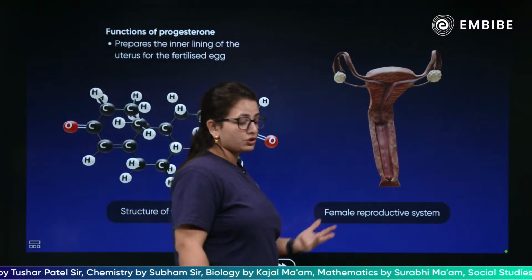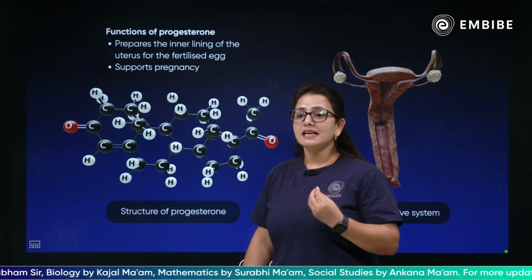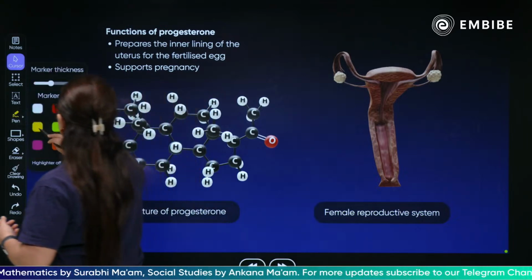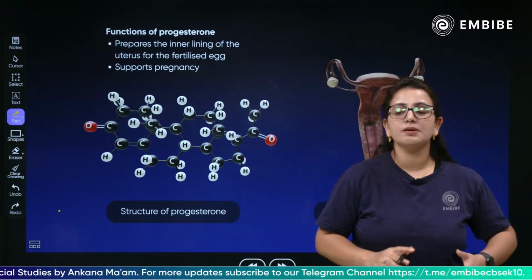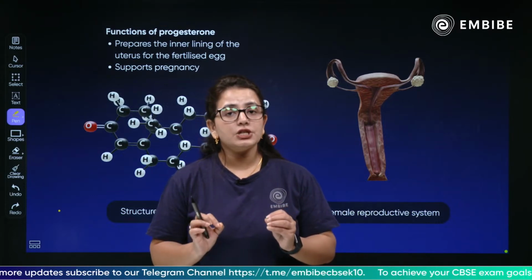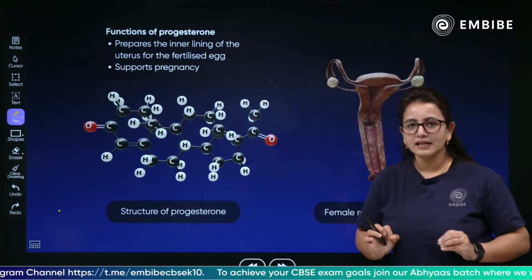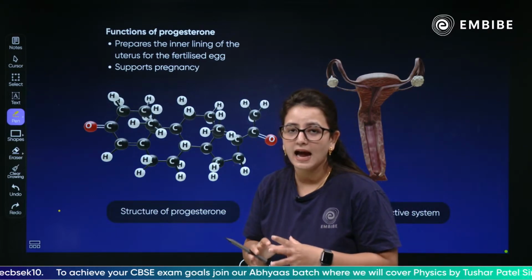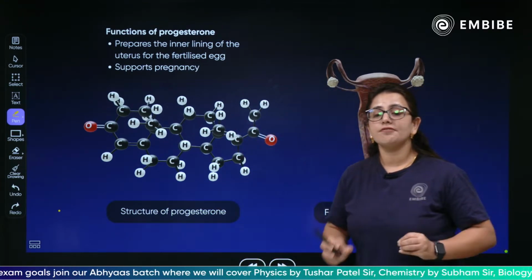Just like estrogen, progesterone also has different functions. A very important function is that it prepares the inner lining of the uterus for the fertilized egg. As you know, menstruation we will discuss tomorrow. After the egg has been fertilized and fusion has taken place in the fallopian tube, progesterone prepares the uterus with the lining, so that the fertilized egg can easily implant on the lining of the uterus. That is the function of progesterone.